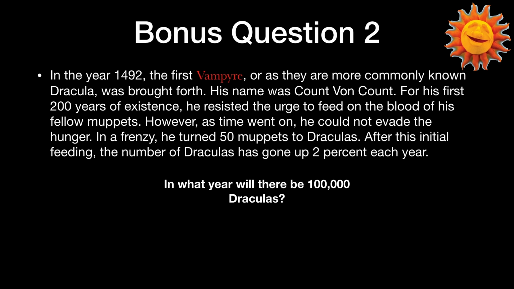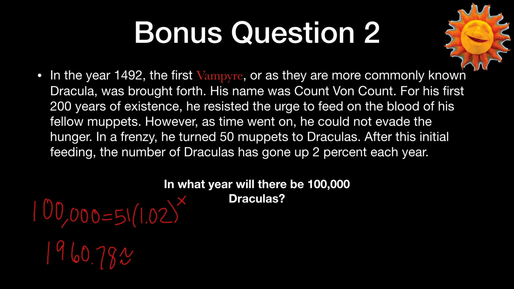So let's plug in our values. 100,000 equals 51 times 1.02 to the x power. So our first step is to divide 100,000 by 51. At which point we get 1960.78 is approximately 1.02 to the x. At which point we must get our x by itself.